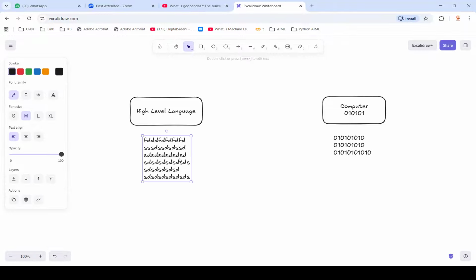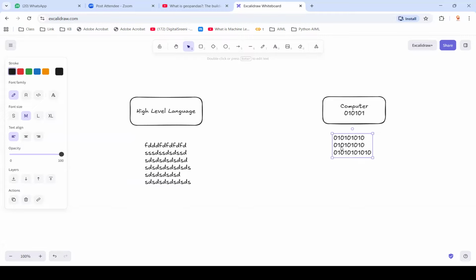So here there are two types of translator we have. One translator will convert your program to machine level language line by line. It converts one line at a time, and the program runs on the computer. And another way of translation is that it takes the whole program and converts that entire program into 010101.